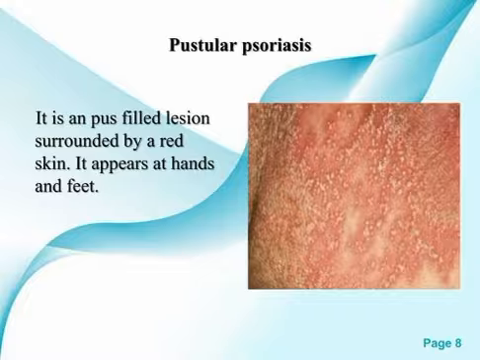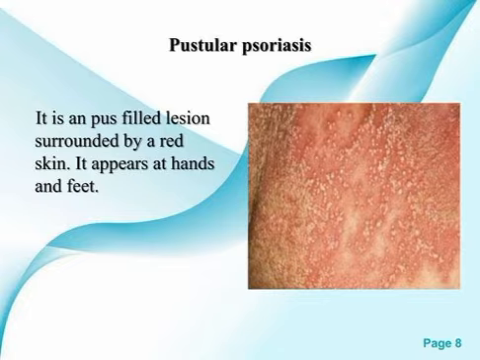So the next will be pustular psoriasis. In pustular psoriasis, as the name suggests, pus means it is filled with pus. So these are small lesions completely filled with pus, surrounded by red skin. It mainly appears on the hands and feet.